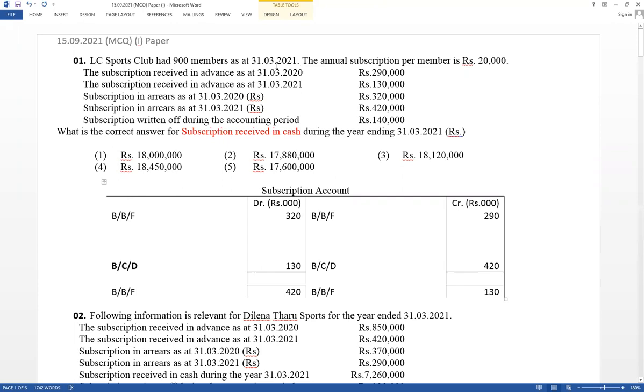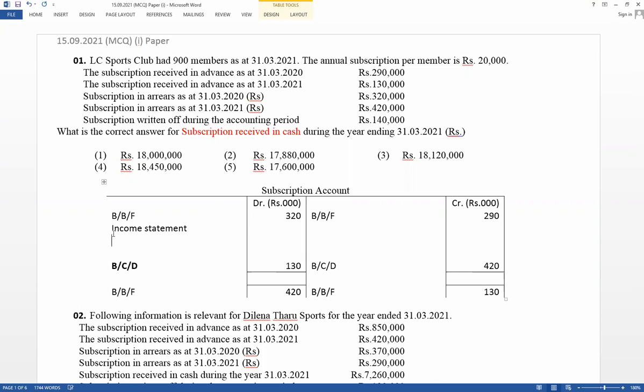And given number of members as well as membership fee, by using that information subscription income for the year can be recognized. Number of members, based on matching accrual concepts. Based on accrual concepts, think: number of members equal 900 and membership fee per member equal to 20,000. That is the value that should be considered as income. Therefore, subscription account debit, income statement.